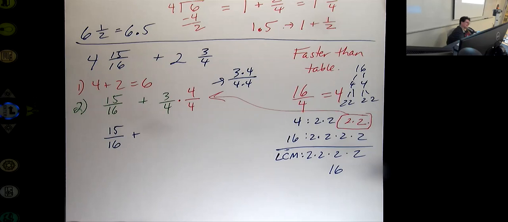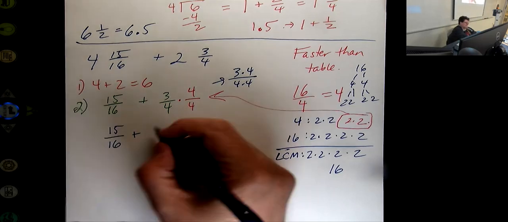Bertha, what is 3 times 4? What is 3 times 4? 12 and 16. Yeah, you're right. Perfect. I know you know it.